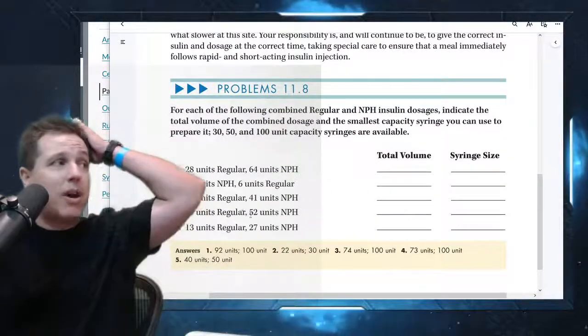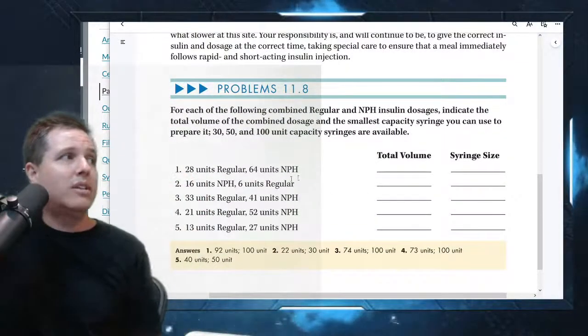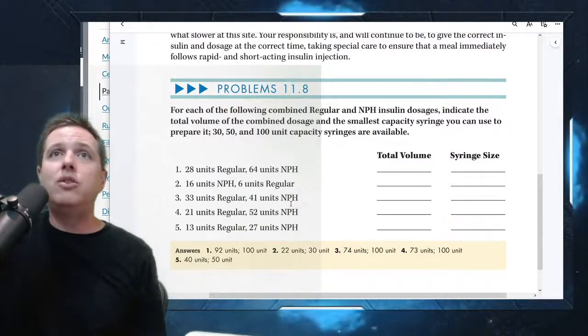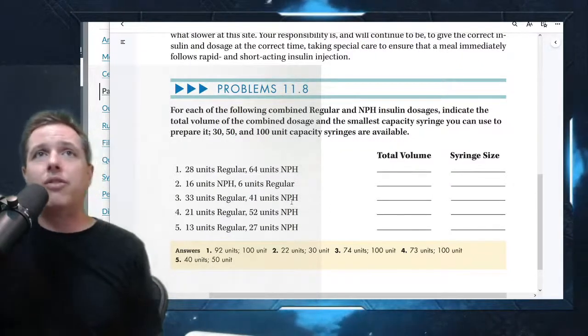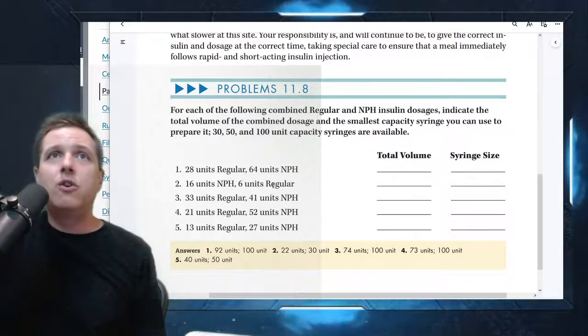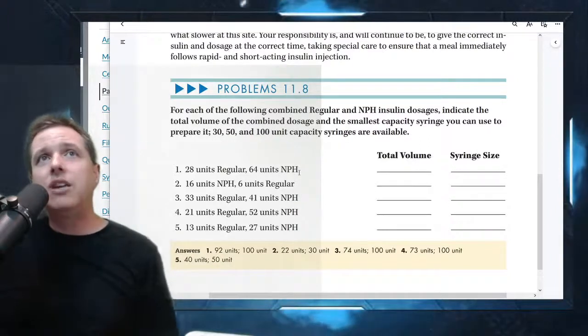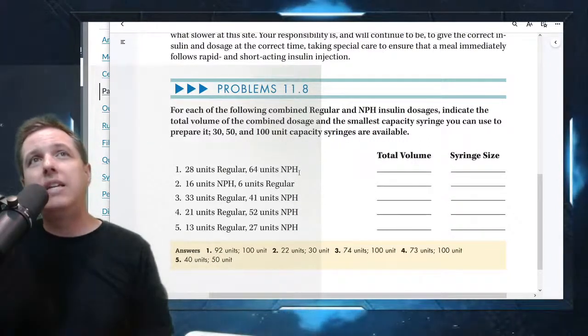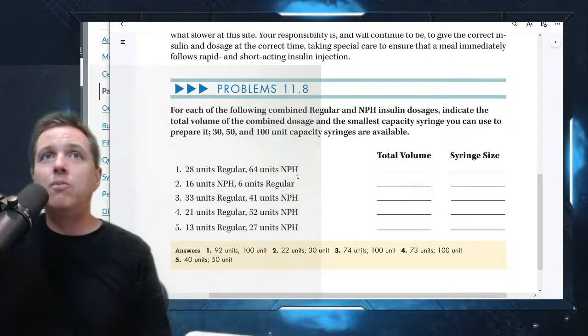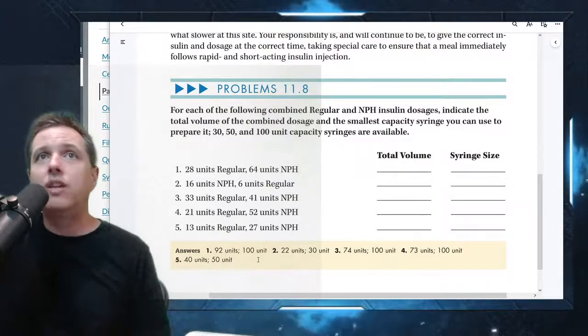And here's what I was talking about, where you're going to have questions where they say, what size syringe should you be using, right? So there were 30, 50, and 100. So if you need 28 units of regular with 64 units of NPH, well, that's giving you a total of 92 units. Well, then you better use the 100 unit syringe, right?